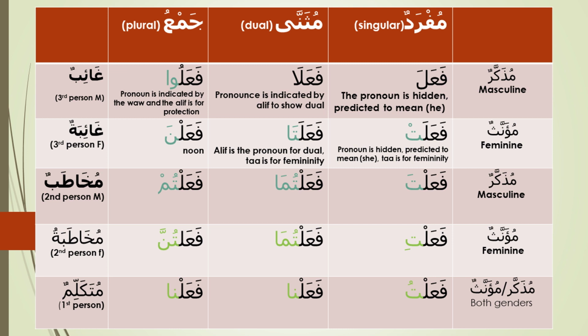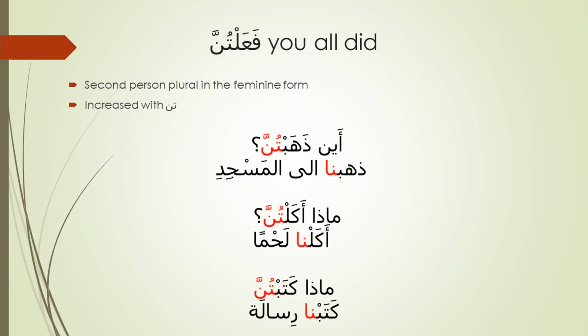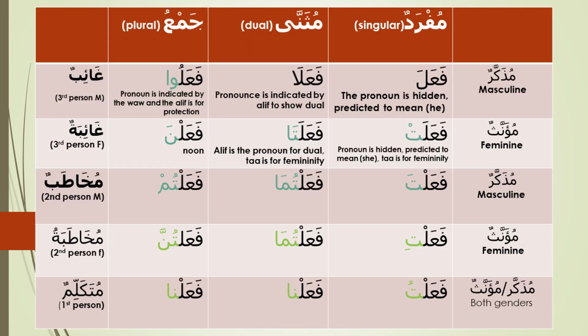So if I say, أين ذهبتما, I can be speaking to who? 2 men, 2 women, or a mix. That is why I didn't do fa'altuma twice in the slides. We went straight to fa'altunna. Fa'altunna, which is under jam', the second last. You go to jam', we have fa'alu, fa'alna, fa'altum, then we have fa'altunna.